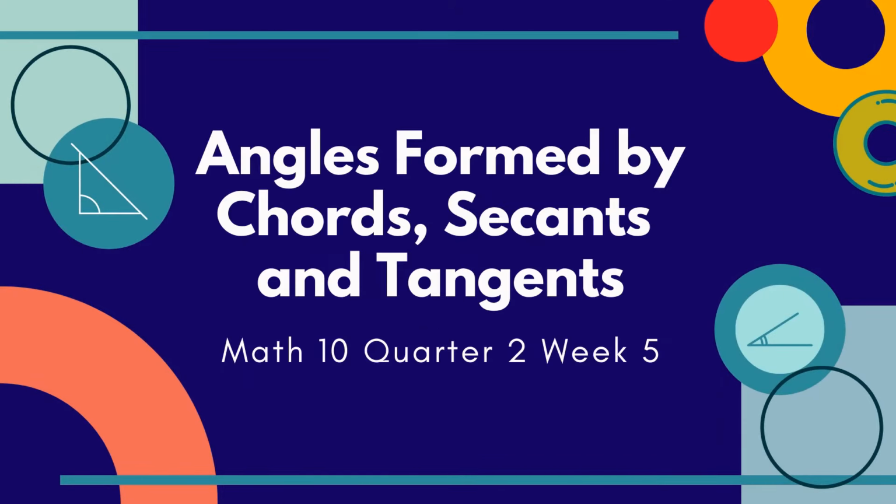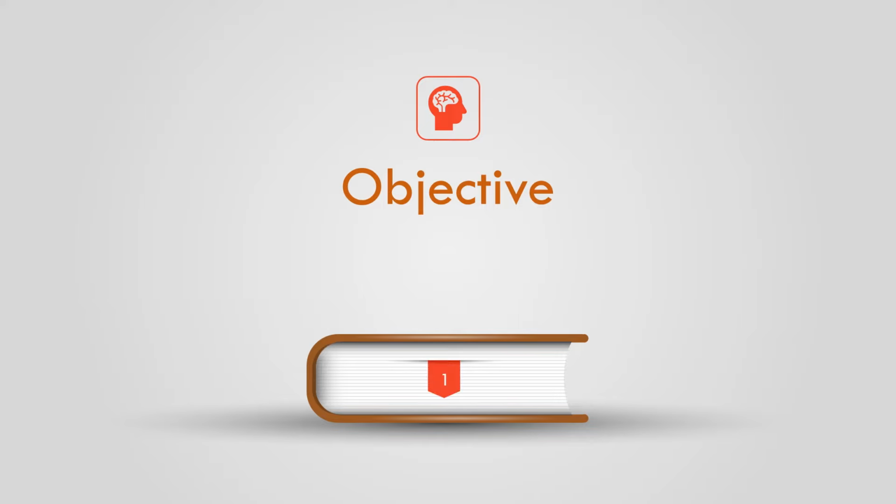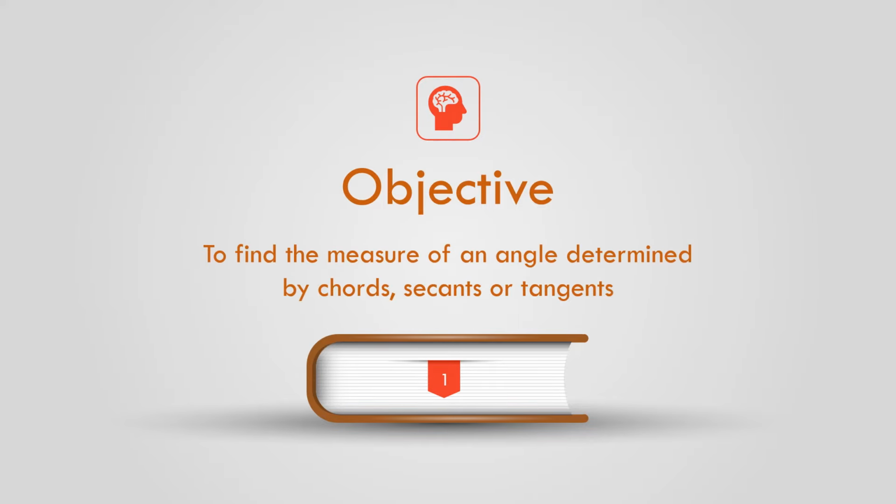Our lesson is about angles formed by chords, secants, and tangents. Our objective is to find the measures of an angle determined by chords, secants, or tangents.